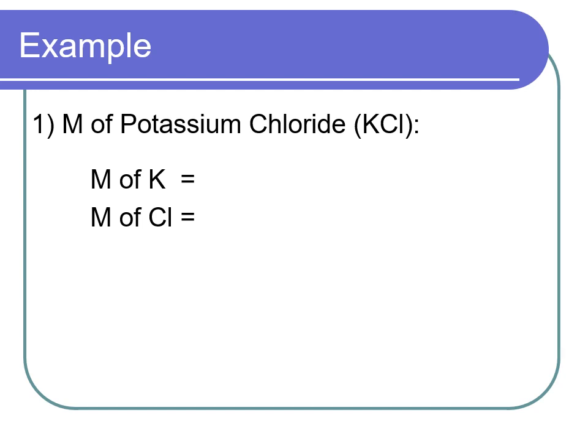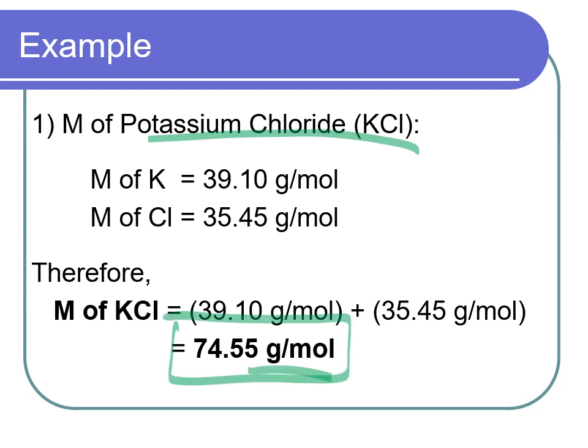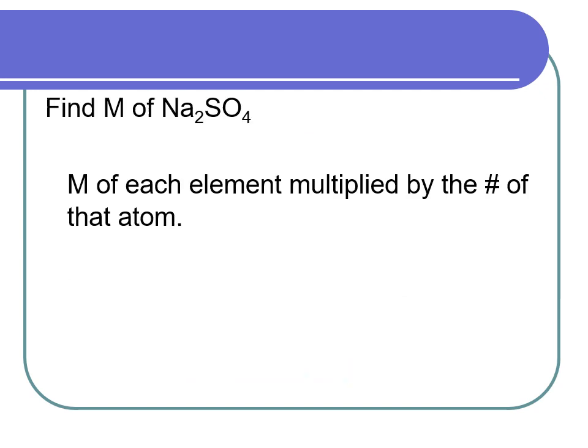Potassium chloride, you've got 1 potassium, you've got 1 chlorine. Take the molar mass of each one, add them together. You've got your molar mass of that particular compound at 74.55 grams per mole. 1 mole would weigh 74.55. So try this one out. Pause the video, see what you get.